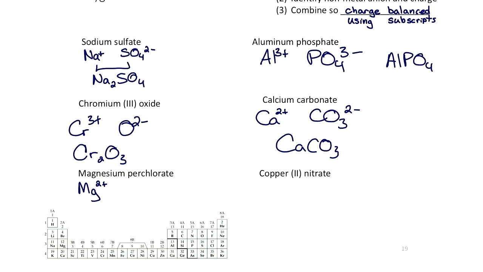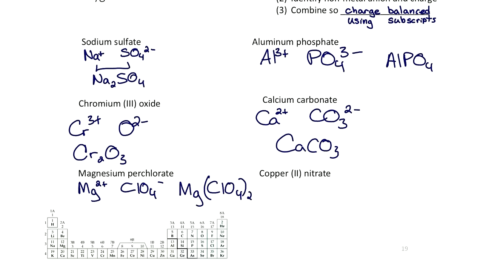ClO4, yeah, so I hope you recognize, oh, this is in the chlorate family. So that's ClO3 minus, but with 1 additional oxygen gives you the per prefix. So this is ClO4 minus. So how many cations, how many anions do I need in my balanced formula? Mg, and then how many chlorates? 2 of them.